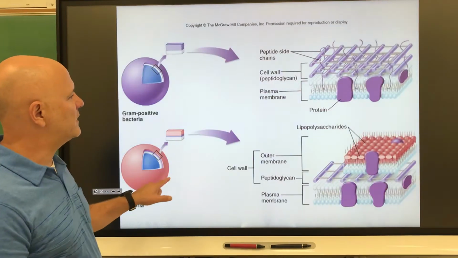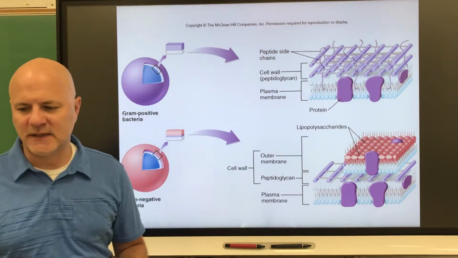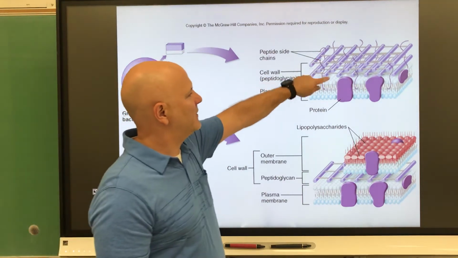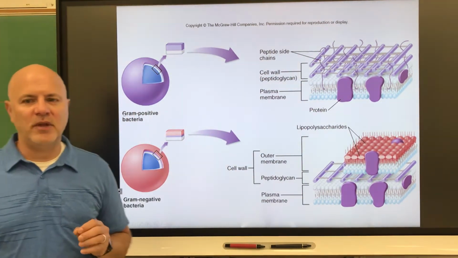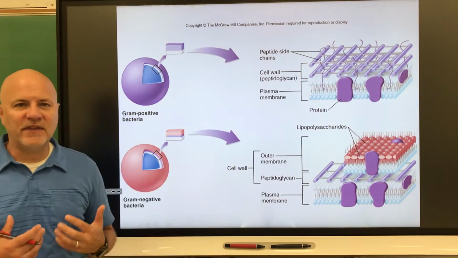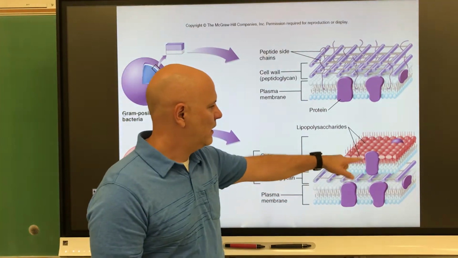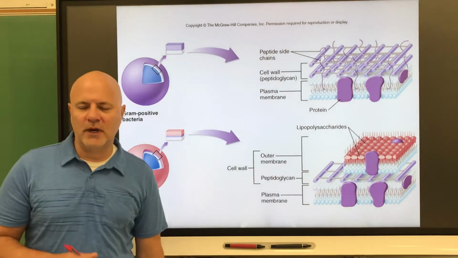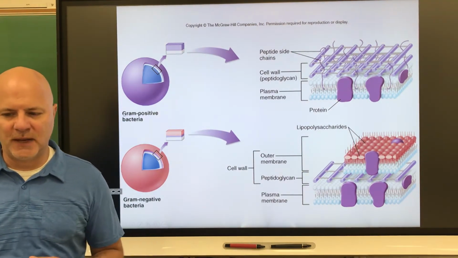So if we go to this picture here, this is showing us why we see purple and we see pink with these guys. So if we have a thick peptidoglycan layer on that cell wall, that thing's going to be Gram positive and it's going to look purple. All right. If we have a thin peptidoglycan layer, as we see here, we're going to be Gram negative, which is pink. So positive is purple, negative is pink.